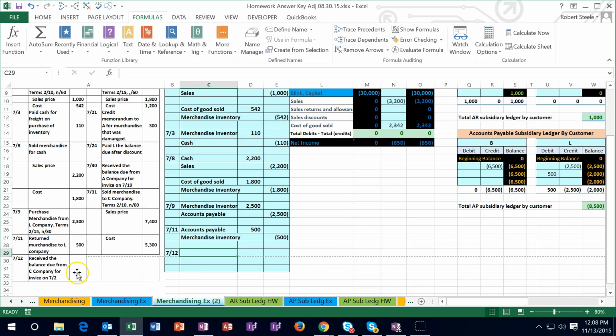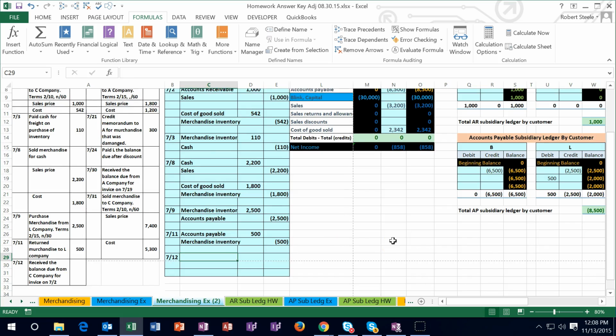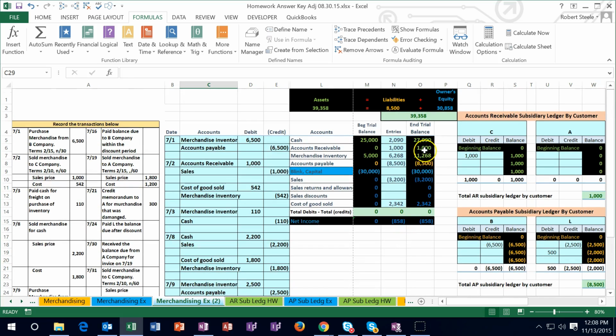Now notice there's no dollar amount there. How are we going to find that out? Well, we can look at our receivable. Now, in this case, it's pretty basic because there's only one person that owes us money, but if there were more people in there, then we'd have to look at the subsidiary ledger over here and say, well, who owes us that money? And we could see that C owes us that entire $1,000.